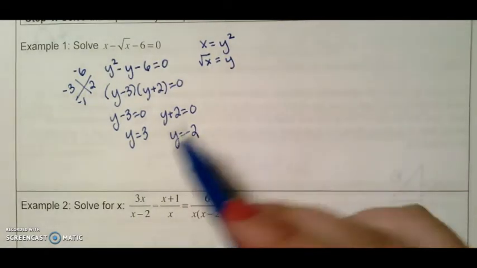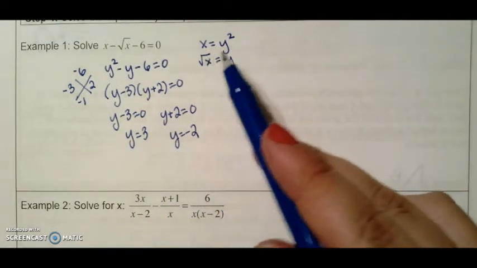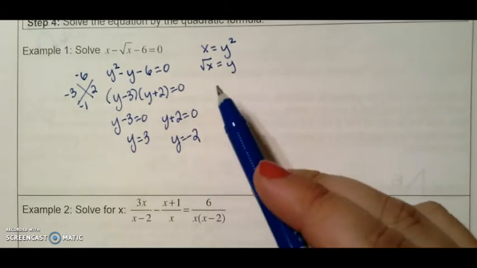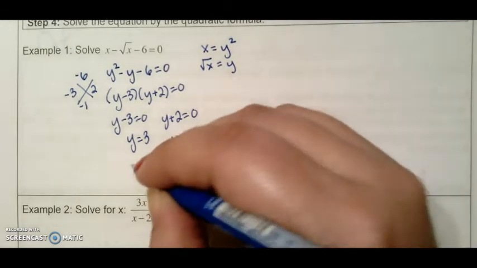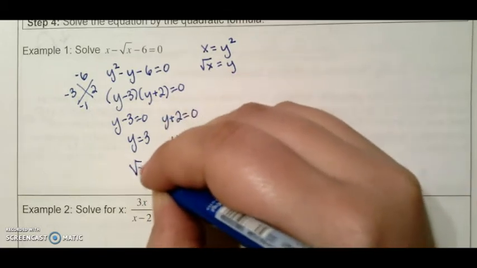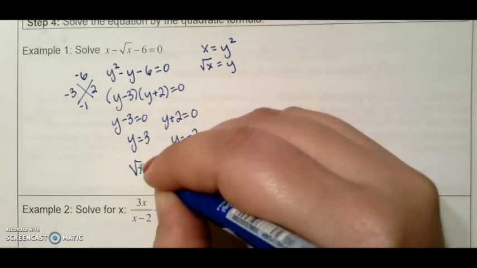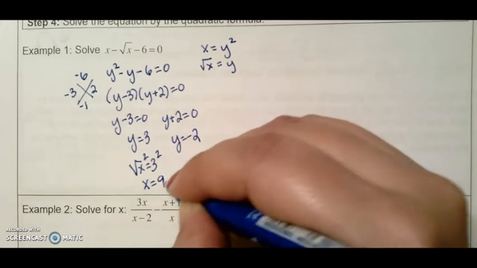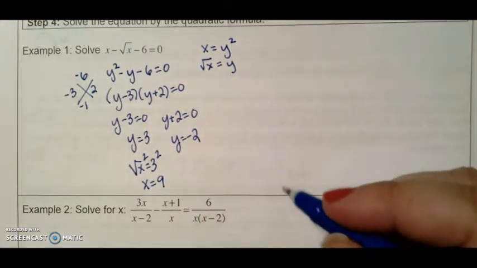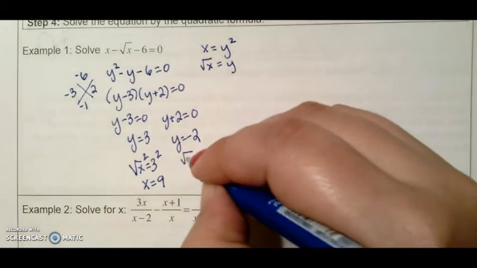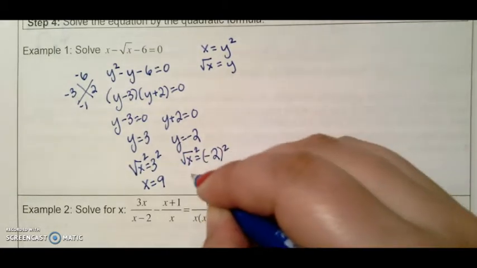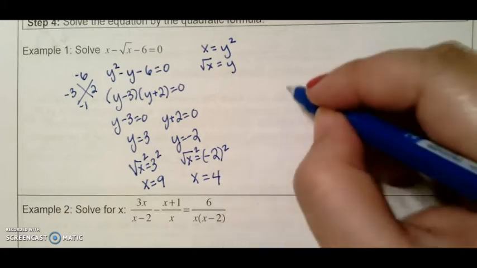Okay, now we have values for y, but we need them to be values for x. So we can rewrite this and say that the square root of x is 3, and then using the power rule, square both sides, x is 9. But remember, we used the power rule, so we'll need to check that. And similarly, the square root of x is -2, square both sides, so x is 4.